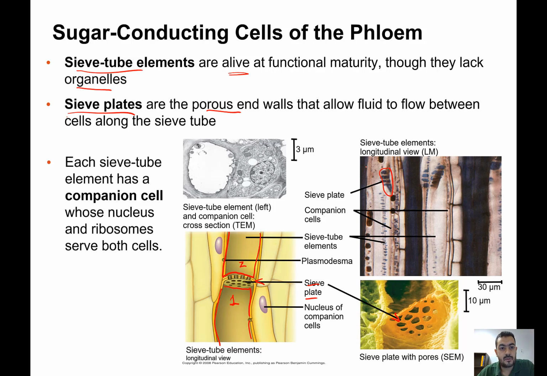Okay, so each sieve-tube element has a companion cell. This companion cell has a nucleus and ribosomes, and you can see it here. This is the nucleus of the companion cell, and those nucleus and ribosomes serve both cells. They serve the companion cell and the sieve-tube element. That's why they are considered alive, because the organelles are actually being utilized from the companion cell.